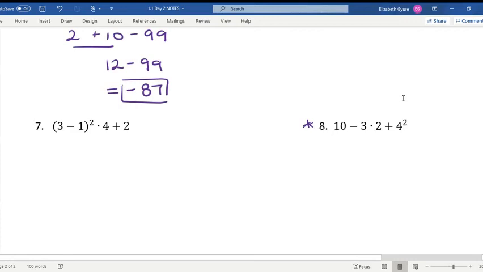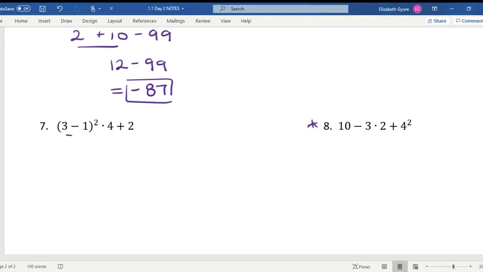We have the quantity. When I say the quantity, that's implying that something's in parentheses. So the quantity of 3 minus 1 squared times 4 plus 2. So do we have parentheses in this situation? Yes. What's happening inside of those parentheses? Subtraction. So we must do that first. Okay, so we have to simplify whatever's in our parentheses first. So we're going to do that.